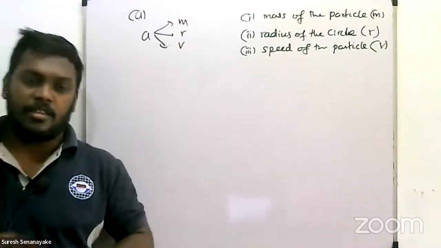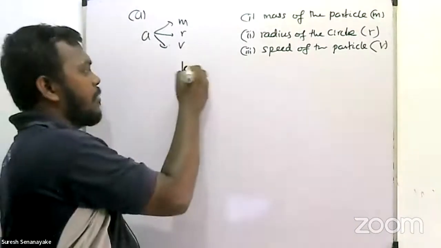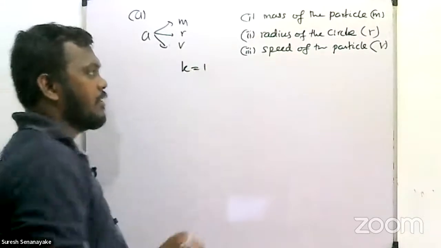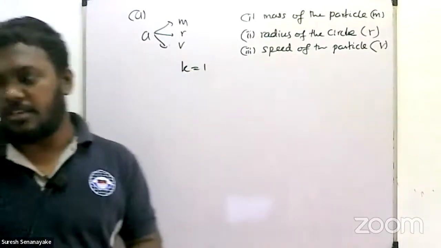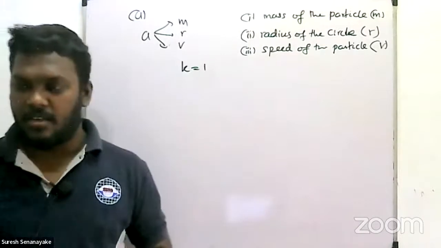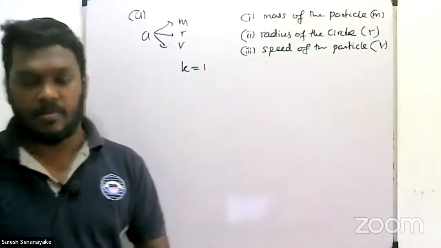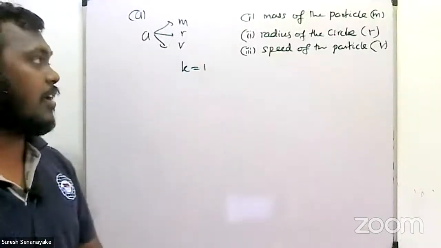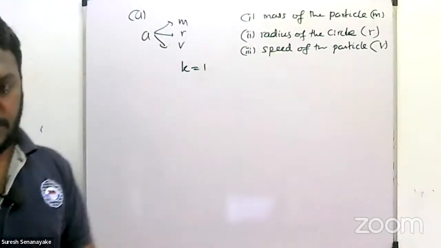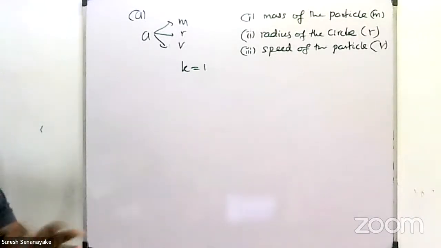By taking the proportionality constant K equals 1, derive the relation between these quantities. Go through this and then give me the relation.